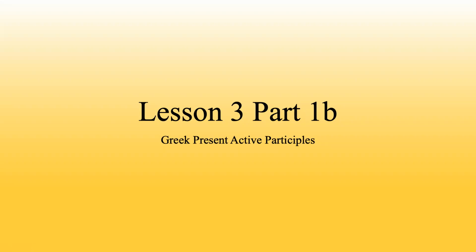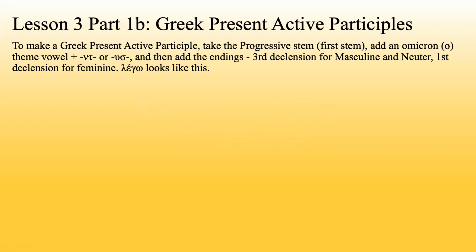Lesson 3, Part 1b, Greek present active participles. To make a Greek present active participle, take the progressive stem or first stem, because we're looking for a present participle, add an omicron theme vowel, and add nu tau or upsilon sigma, and then add the endings. Third declension endings for masculine and neuter, first declension endings for feminine.